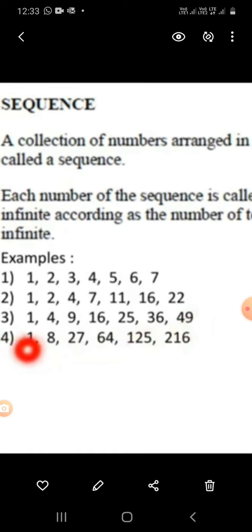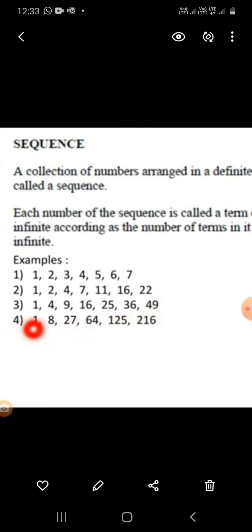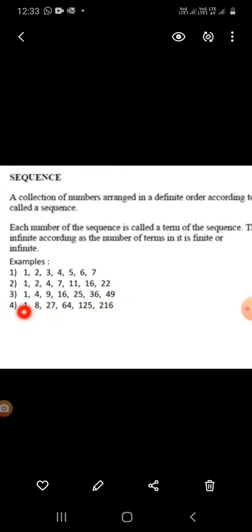Okay, the fourth one, same as before, but instead of squaring, cubing the natural numbers. The first one, 1 cubed is 1, 2 cubed is 8, 3 cubed 27, 4 cubed 64, 5 cubed 125, 6 cubed 216. Likewise it goes on. This is called a sequence, a collection of numbers arranged in an order, an orderly arrangement with definite rules.